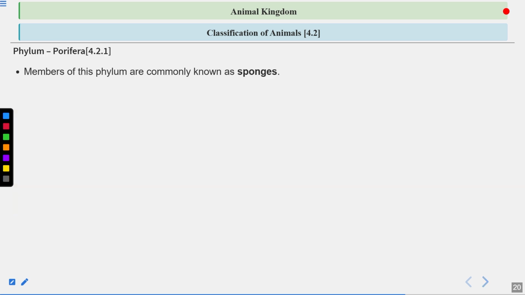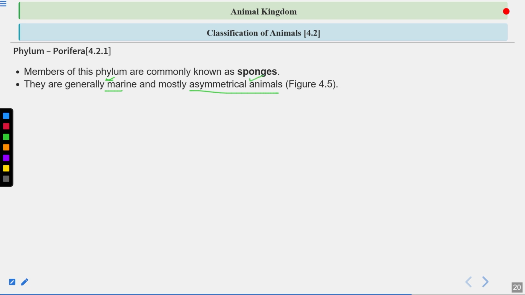Now we will study Porifera. First phylum, Porifera. Members of this phylum are commonly known as sponges. They are generally marine and mostly asymmetrical. Generally marine means not 100% of organisms are found in the marine environment. There are some organisms that are reported in the freshwater environment.